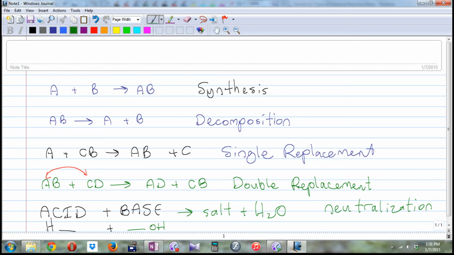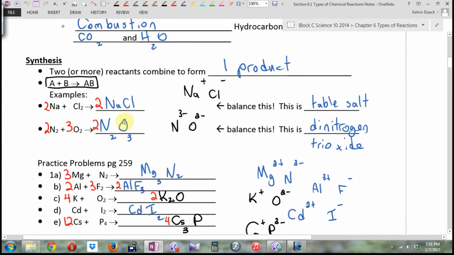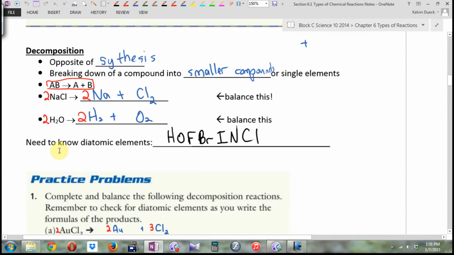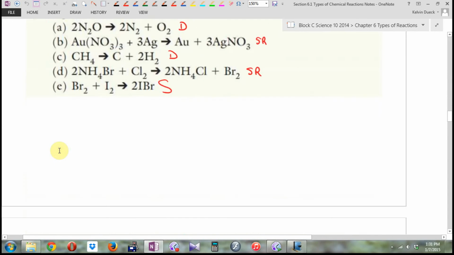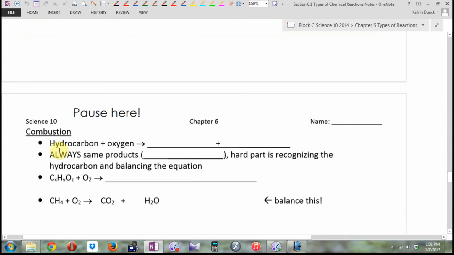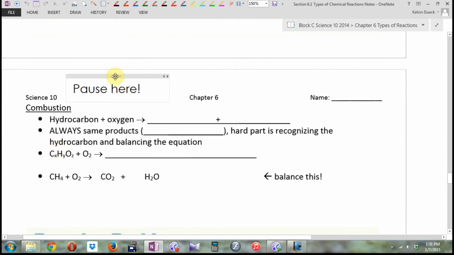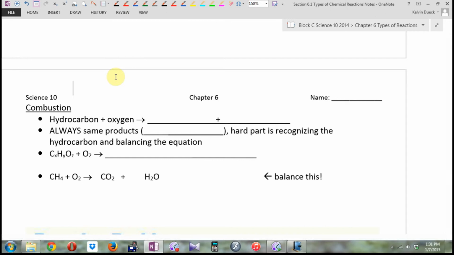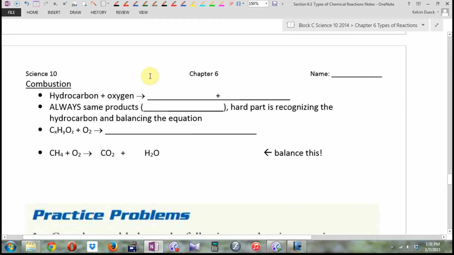Okay? So you ready? Notes where we left off. We got to pause here. Combustion. So, figure out where we are, right? Back of one page, I think, or whatever. Got where we are?